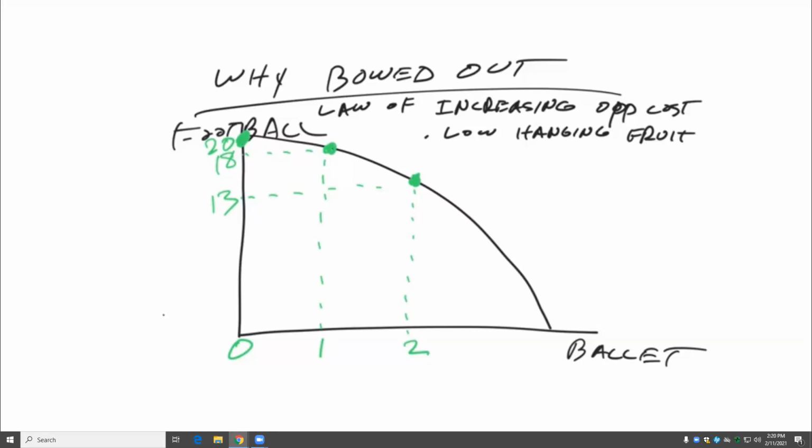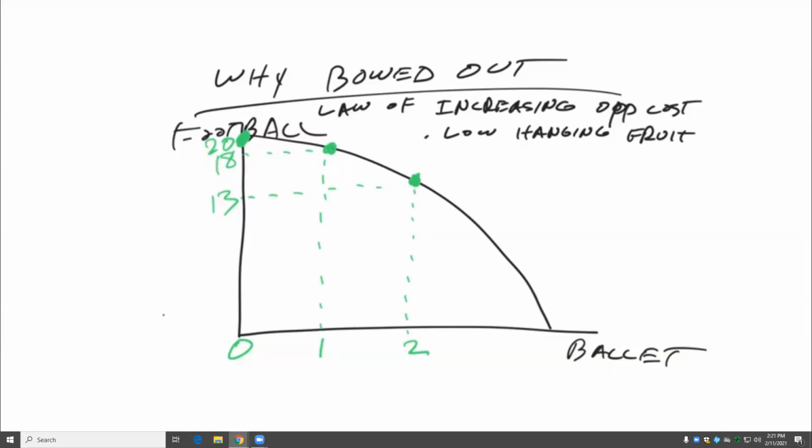And you know what? We're going to have to dip into a little bit. Some of the people we transfer from football are pretty darn important to football. So it's going to cause us to give up more football because these people are pretty good at football production. They're not quite as good at ballet production. At least these guys aren't as good as these guys. That's why that second ballet costs us more than the first one.